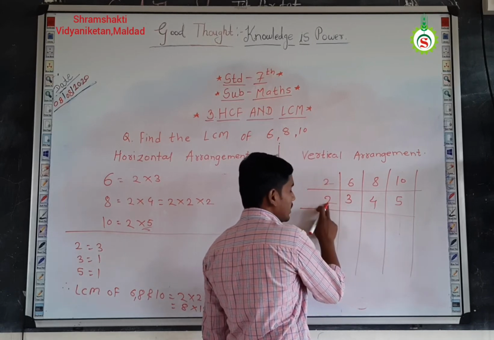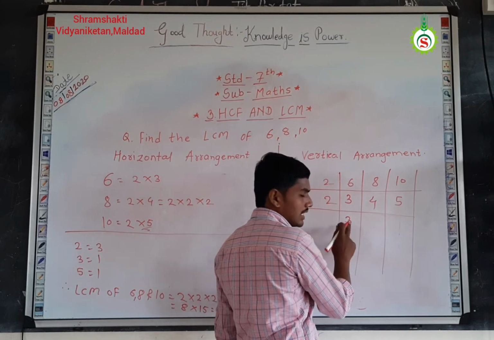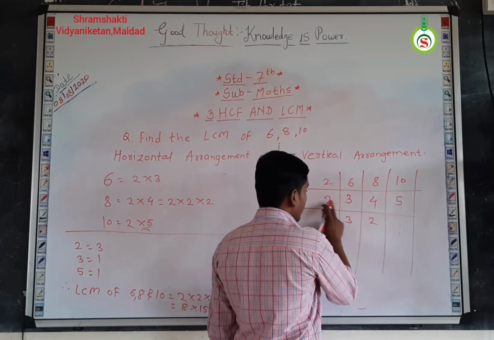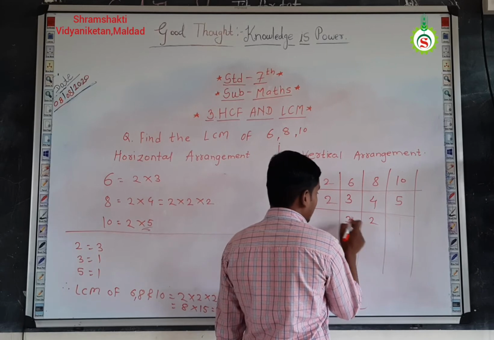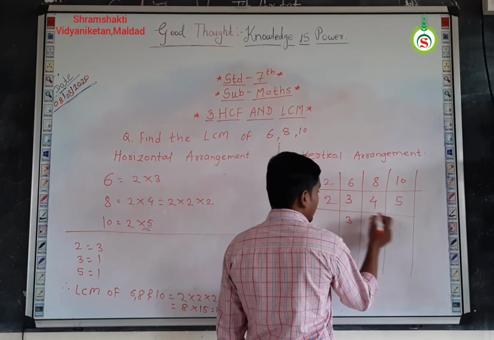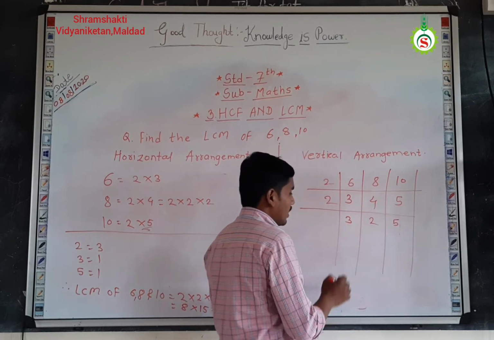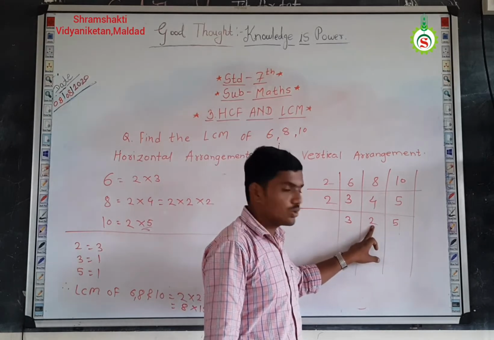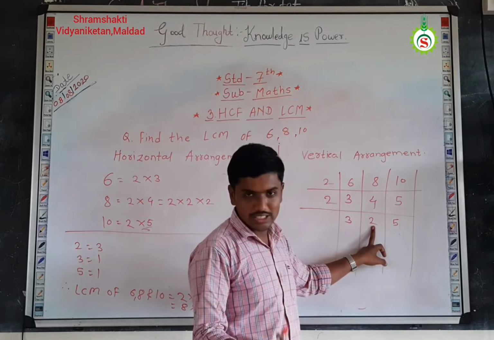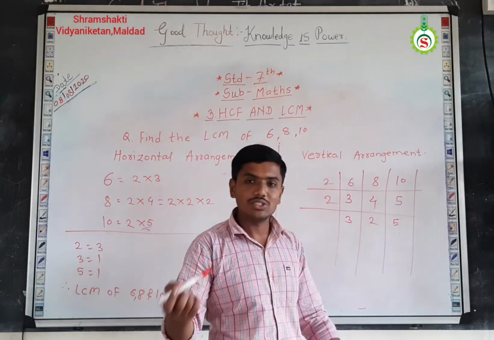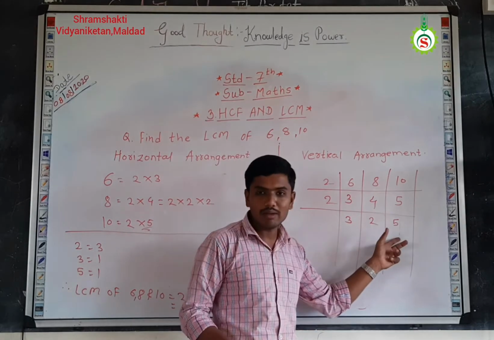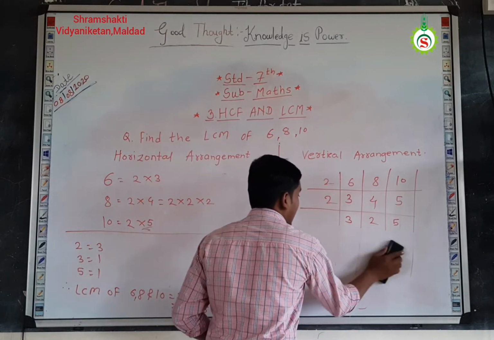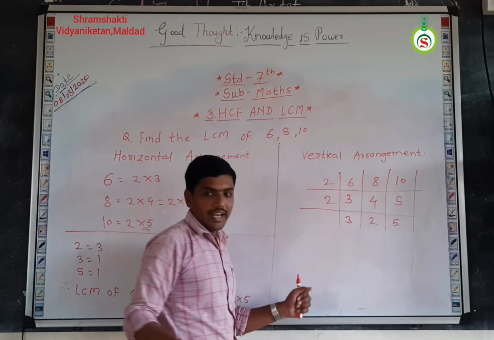Now 3 cannot be divided by 2, that's why I will take it as it is. 4 can be divided by 2, that means 2 2s are 4, so I will write 2 here. Now 5 is also not divisible by 2, that means I will take it as it is. Now 3 cannot be divided by another number, that means it is prime. 2 is also not divisible by another number, so it is also prime. And 5 is also prime. That means all numbers are prime, so I have to stop my division here.